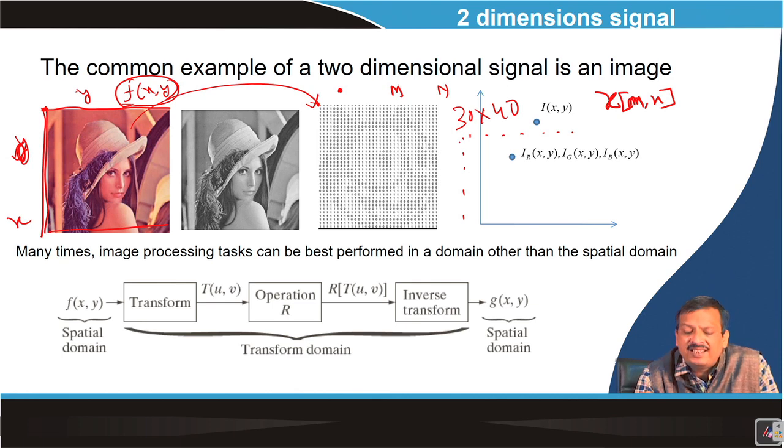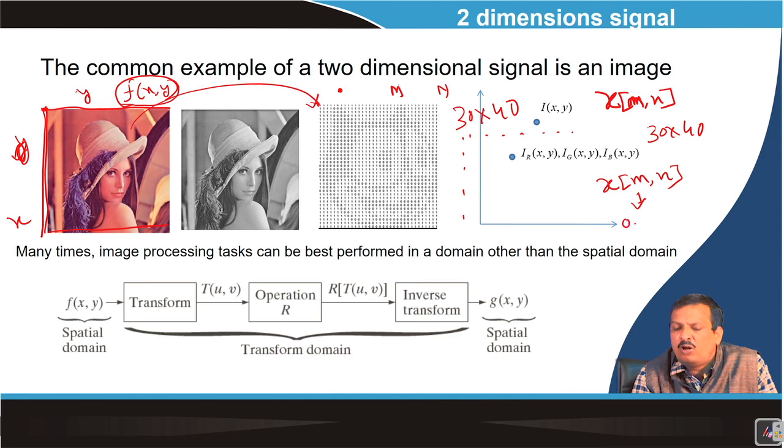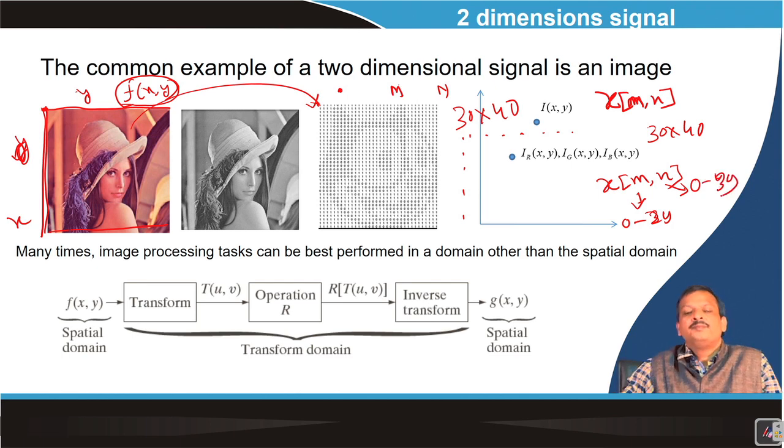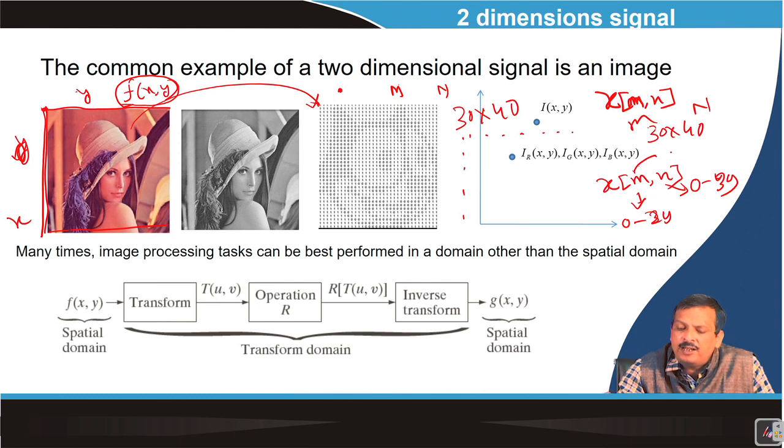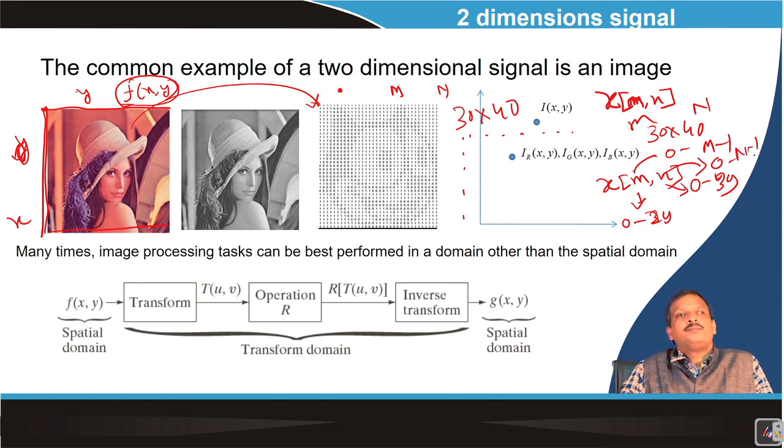So how do I represent the signal? It is nothing but a 30 cross 40 matrix. I can write it as x of m, n, where m varies from 0 to 30 minus 1, that is 29, and n varies from 0 to 39. So, if this is capital M and this is capital N, m varies from 0 to M minus 1 and n varies from 0 to N minus 1. So I have a signal in the spatial domain.